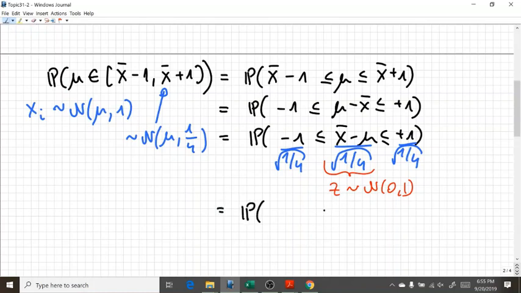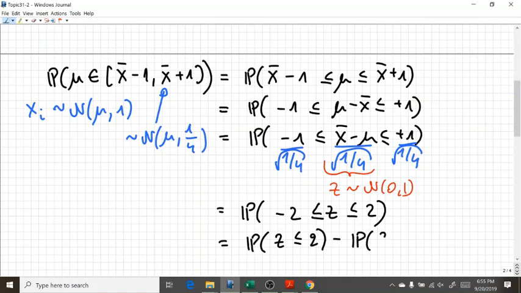And z is in between what? Here I have 2 and here I have minus 2, right? So z is between minus 2 and plus 2. And I can still rewrite it as the probability that z is less than or equal to 2 minus the probability that z is less than minus 2.